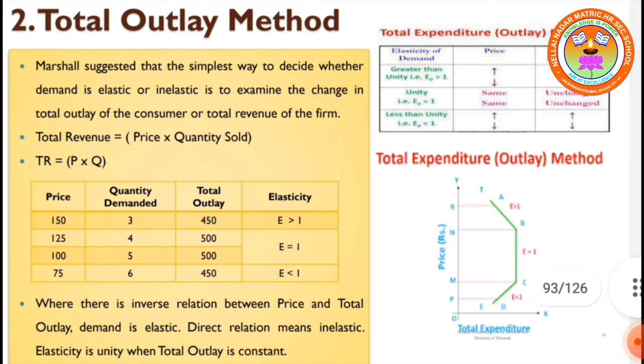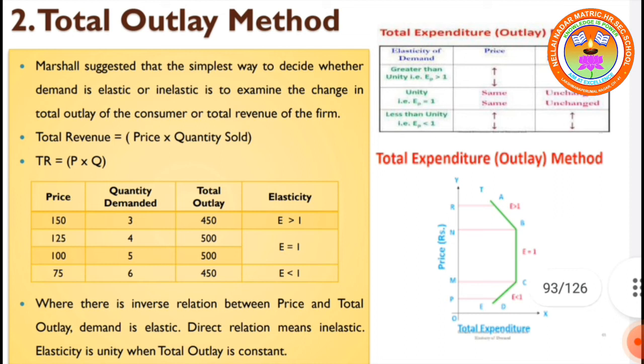Now the position of elasticity: for the first 450, elasticity is greater than 1. For the second and third, 500 is equal to 1, and for the last 450, it is less than 1. Where there is an inverse relationship between price and total outlay, demand is elastic. Direct relation means inelastic. Elasticity is unity when the total outlay is constant.